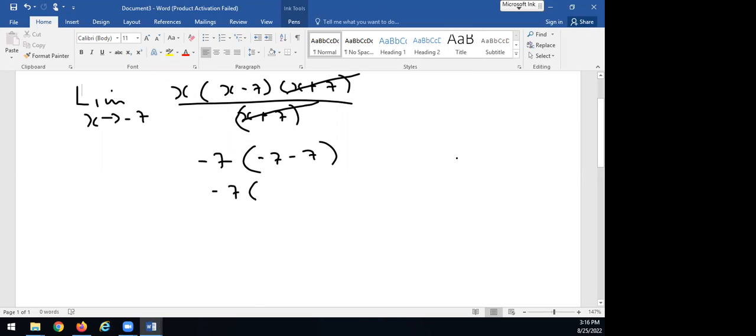So it is minus 7 times minus 14. And that's where you get carried away on test 2. What's minus 7 times minus 14? Negative. No. Positive. 7 times 14 is 98. 98, right. So that's going to be positive 98, and so that's going to be your limit.